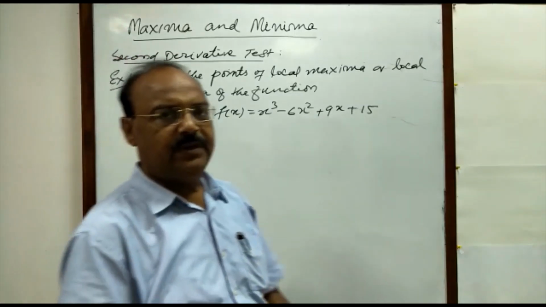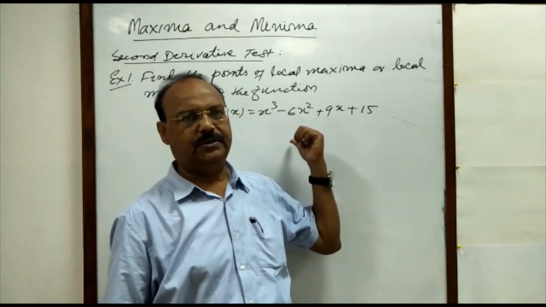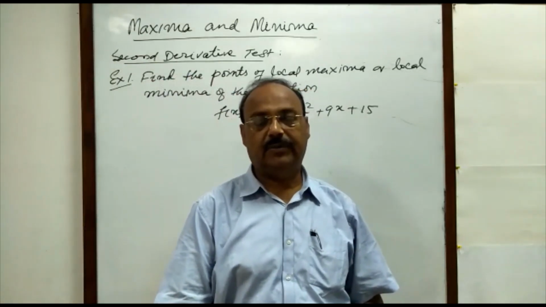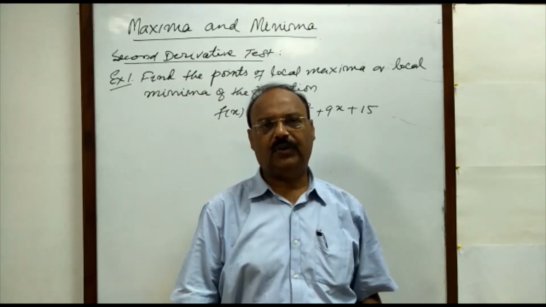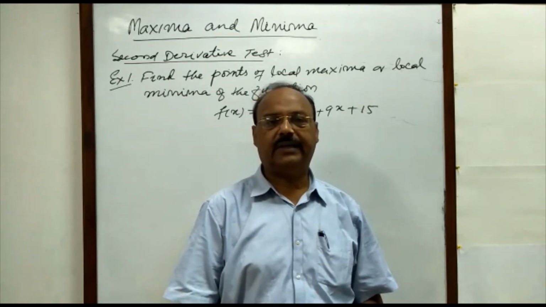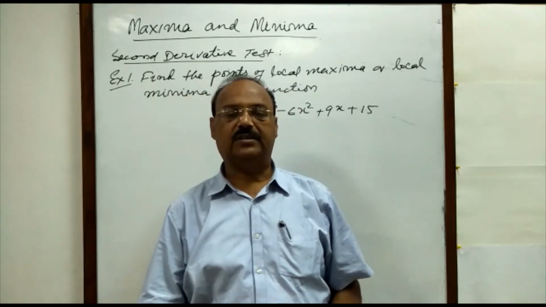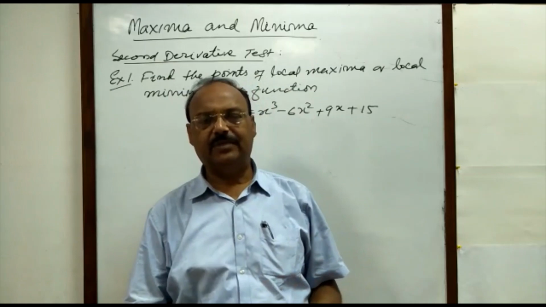In the first derivative test, we have seen that given function will be differentiated and the derivative of f(x), I mean f dash x, will be equated with 0, and after equating with 0, you get some values of x which are known as points of maxima or points of minima. So up to this step, we have to do the same process.